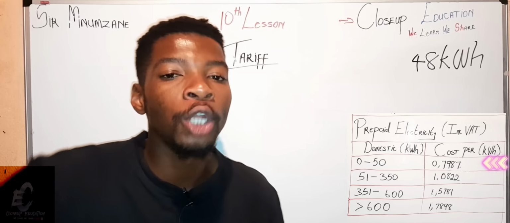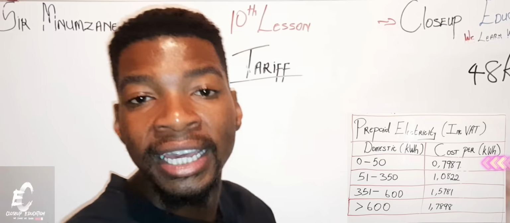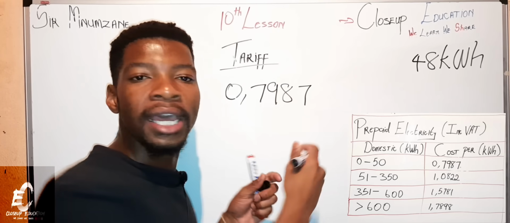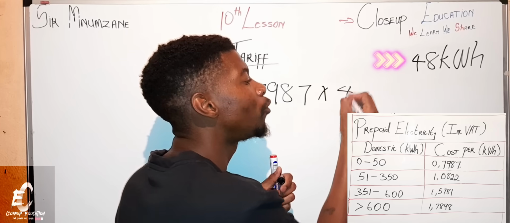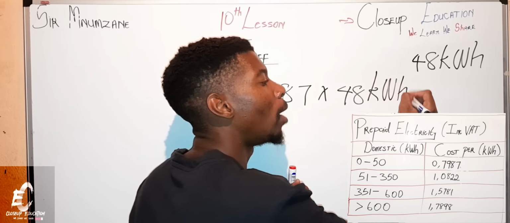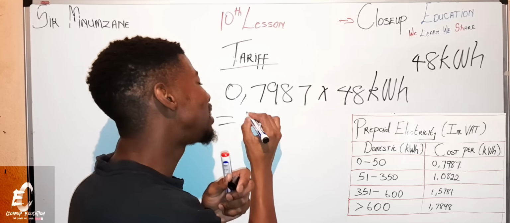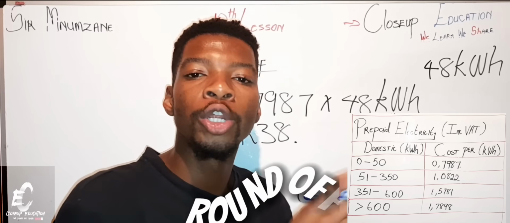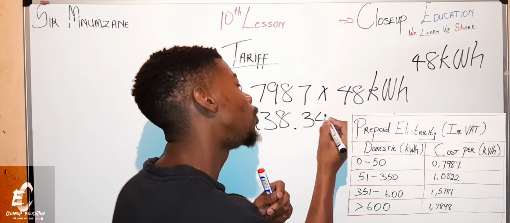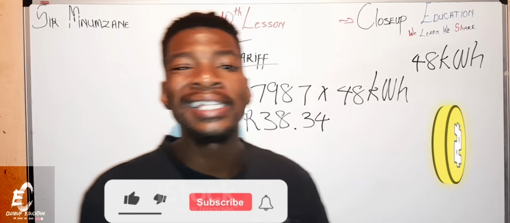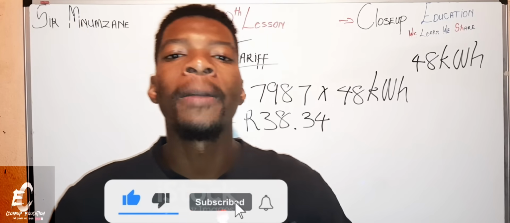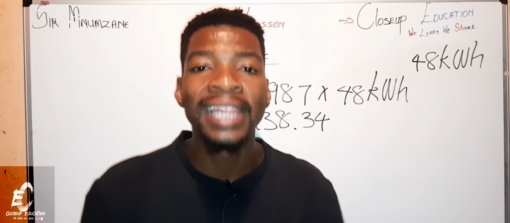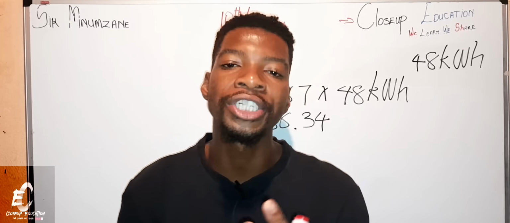So we'll be using the amount on the first bracket to calculate what he has to pay, and that amount is 0.7987. We multiply it by 48 kilowatts per hour, and our answer is 38 rands and 34 cents, because we round off to 2 decimals. So Karabo will be paying 38 rand 34 cents for the month of Feb. Wow, Karabo is not using too much electricity, and that was easy. Let's move to question number 2.